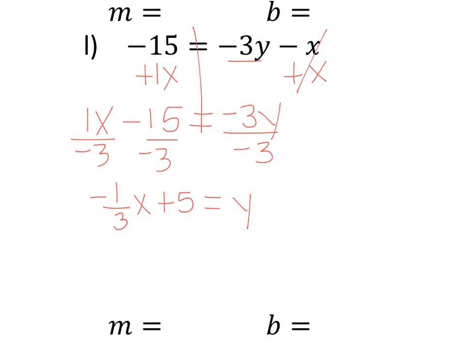I'm going to rearrange it so the y is on the left. You don't need to. It just is easier for me to recognize the slope and y-intercept. So y equals, put your x term first, negative 1/3 x plus 5. Our slope is then negative 1/3, and our y-intercept is 5.